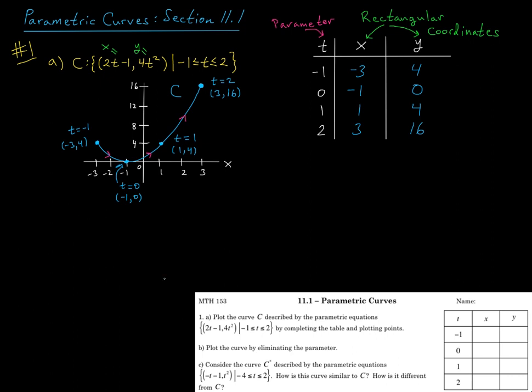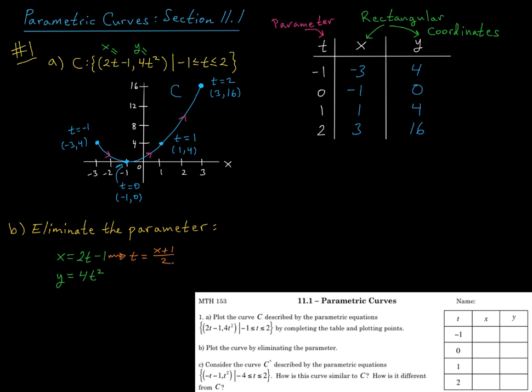Looking at part B, it says plot the curve by eliminating the parameter. What they mean by eliminate the parameter is to write an equation that relates x and y that does not make reference to this parameter t. We can do that as follows. x is 2t minus 1 and y is 4t squared. I'm going to start by solving for the parameter t in the equation for x. I get that t is equal to (x plus 1) over 2.